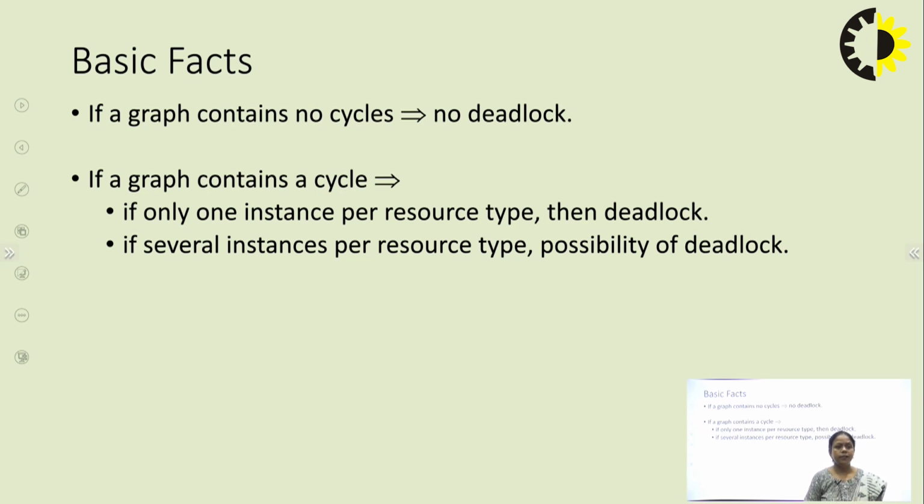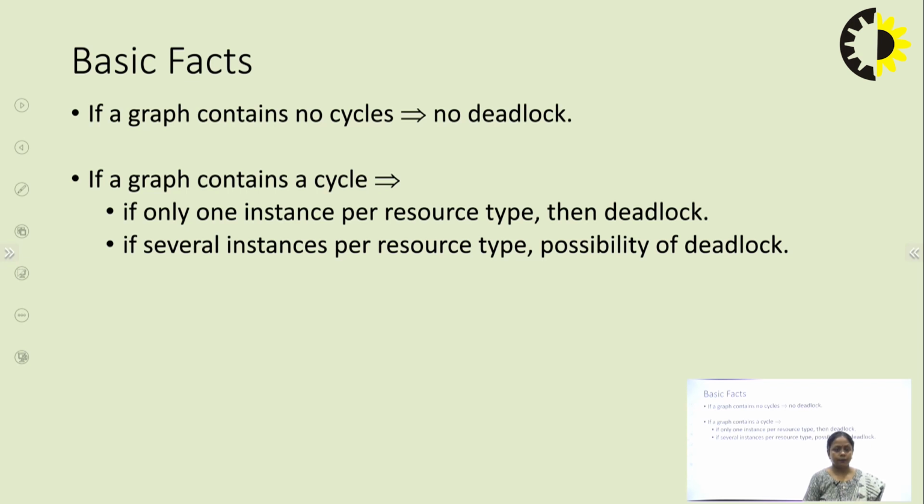If there is only one instance per resource type, then there is deadlock. We should understand that if the resources have only one instance and there is also a cycle in the resource allocation graph, then there is a 100% chance of deadlock. But if several instances are available in the resource type, then there can be a deadlock, but not a surety of the deadlock. So we have to understand this concept.